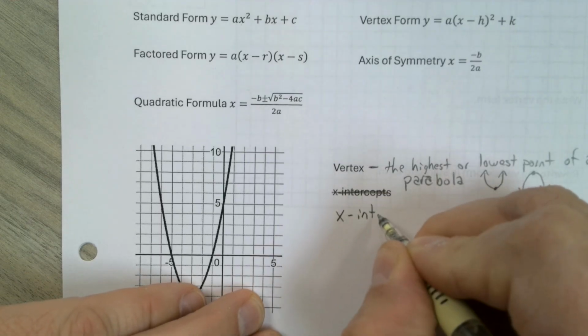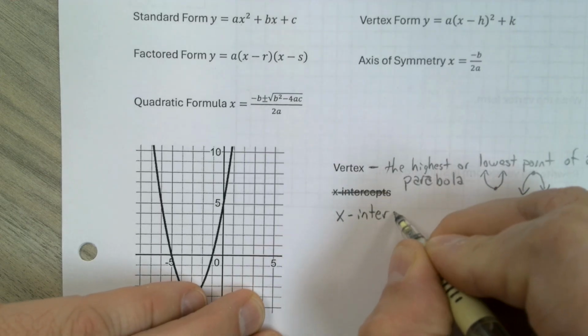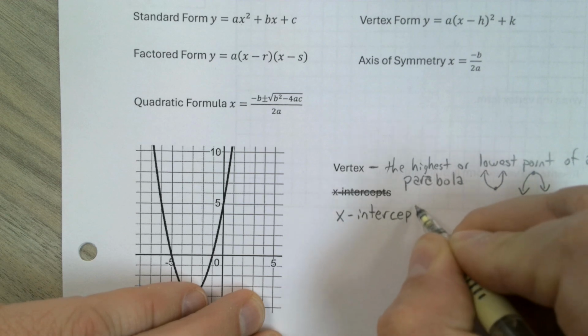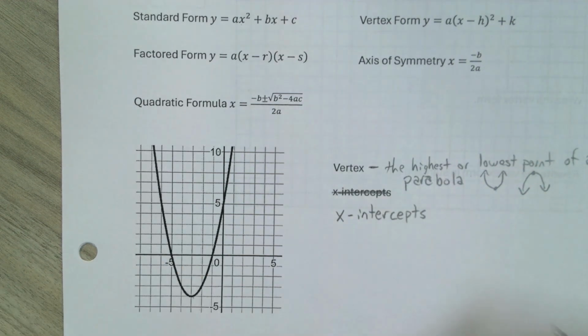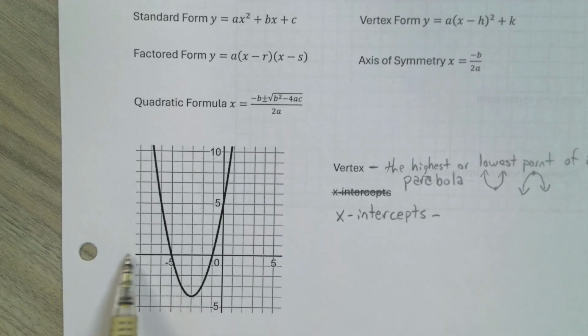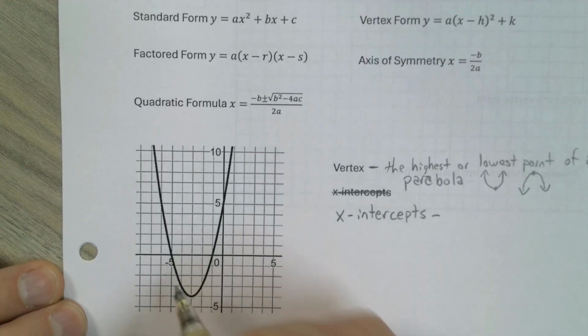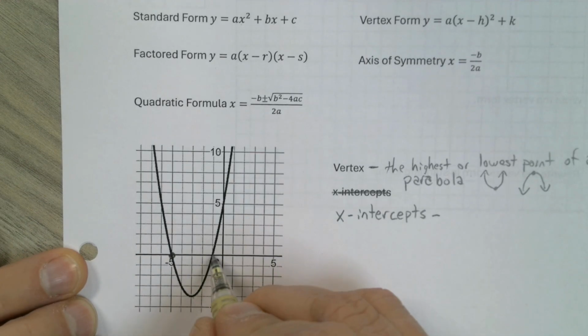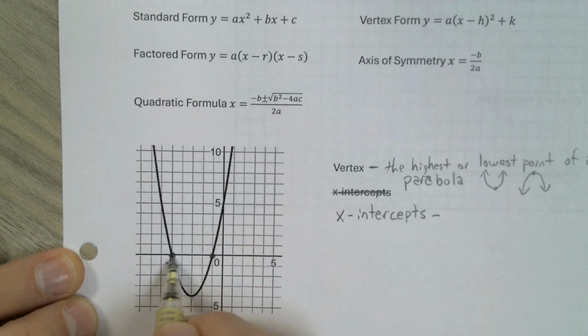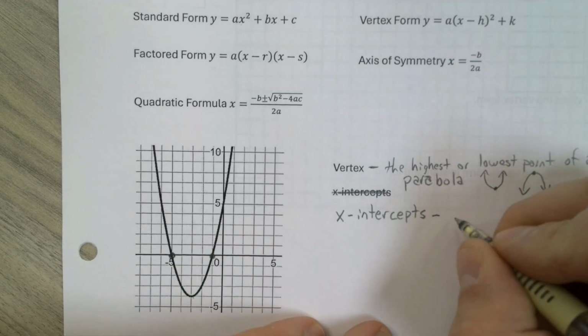Now, we've already dealt with y-intercepts. The y-intercept was where the line hits the y-axis when we were dealing with equations of a line. And x-intercepts is where does your graph hit the x-axis. Here is where the graph hits the x-axis. These are your x-intercepts.